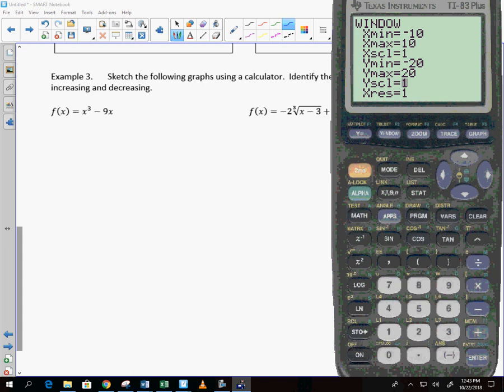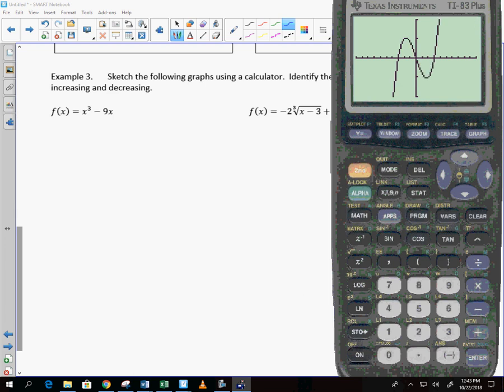And scale just means how many tick marks you want. I'm going to have a tick mark every 10 units. So that would be only 2 tick marks on that graph. I press graph, and is that a better picture for you? I agree. So I'm going to draw that graph.